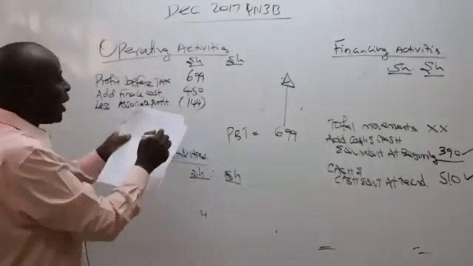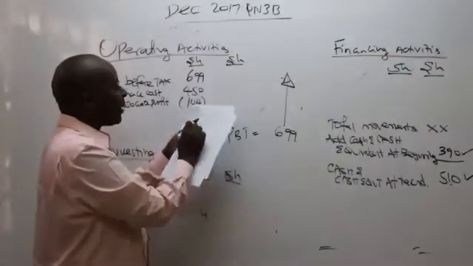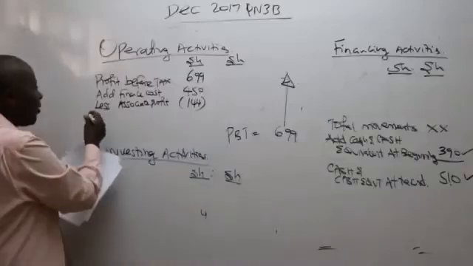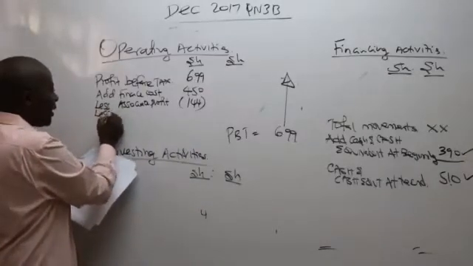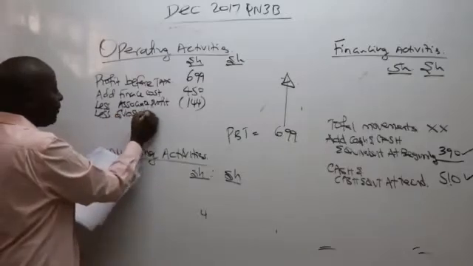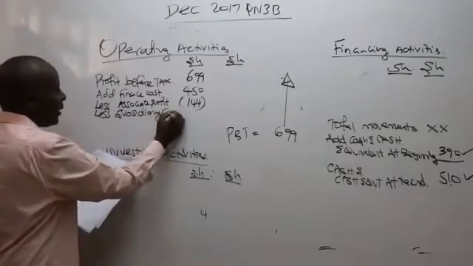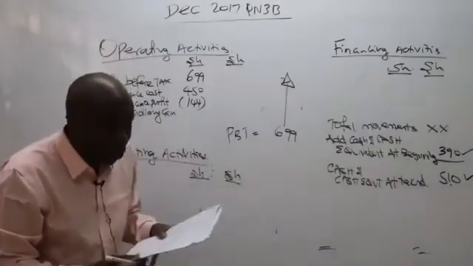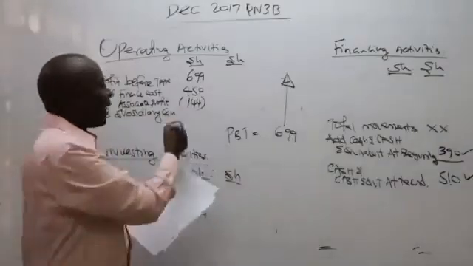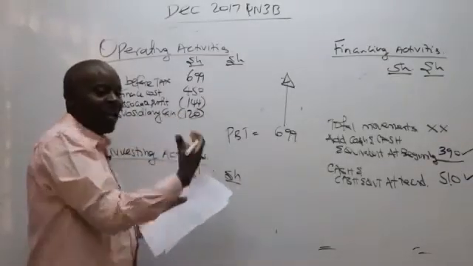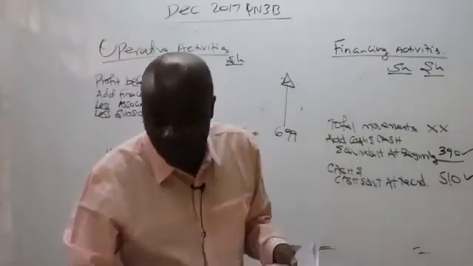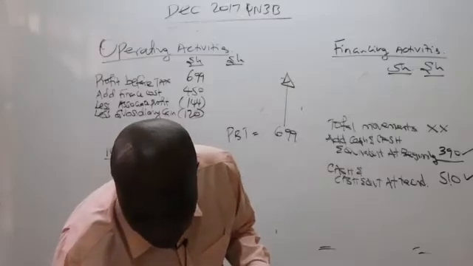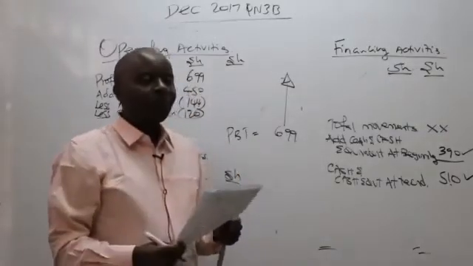Pia ukiendelea kwenda juu, I'm still going up and up. Are you able to see the gain on sale of a subsidiary? So less subsidiary gain. Na simplify kidogo hapa hii majina. How much, ladies and gentlemen, are you able to see there? Wanasema 120. We are subtracting because the gain, they must have added.